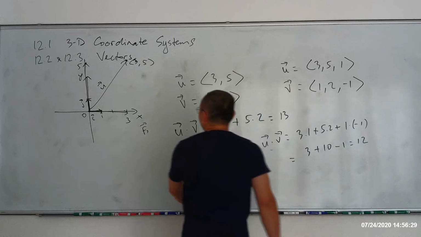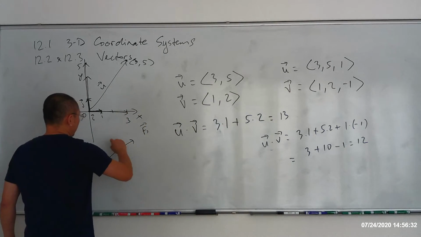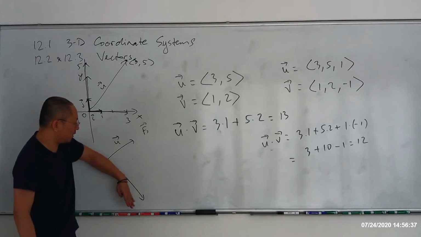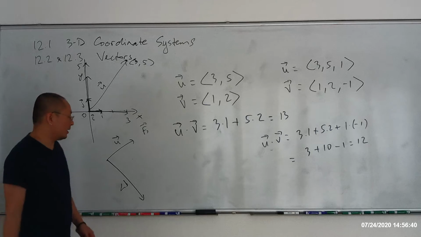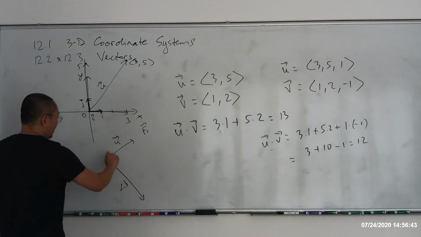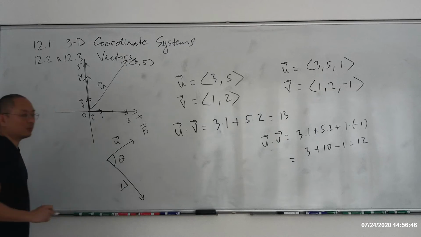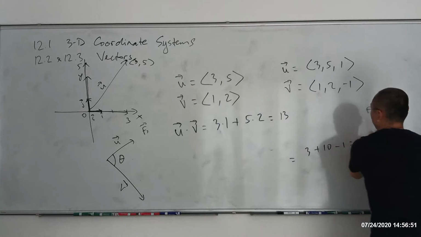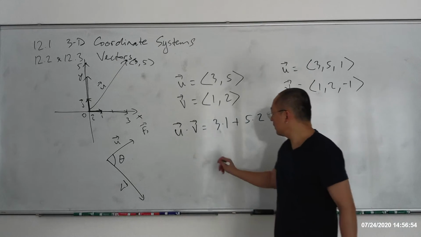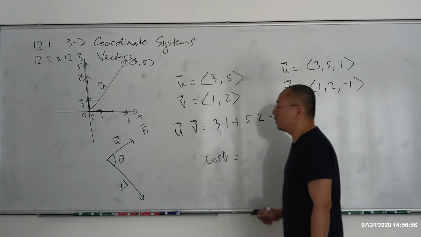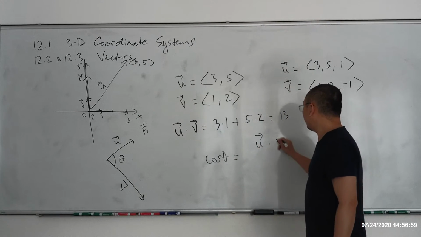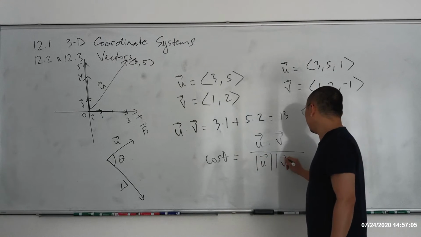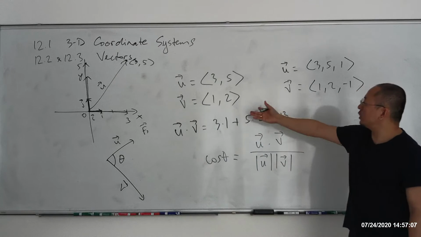One more thing. Now that you have two vectors, this is vector u, and this is vector v. And keep in mind that we can shift those vectors around as long as they're parallel and have the same magnitude, and it's the same vector. Next question: is there any way that we can find the angle theta between the two vectors? The answer is yes. We have a formula for it. Cosine theta is equal to u dot v over magnitude of u times magnitude of v. Apply to both cases, 2D or 3D, it's the same thing.